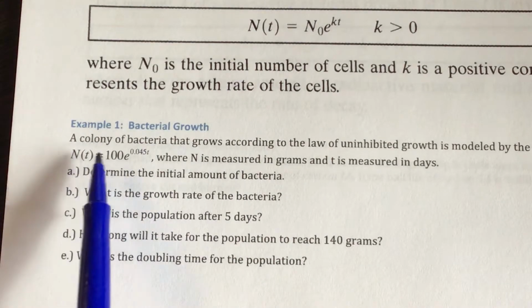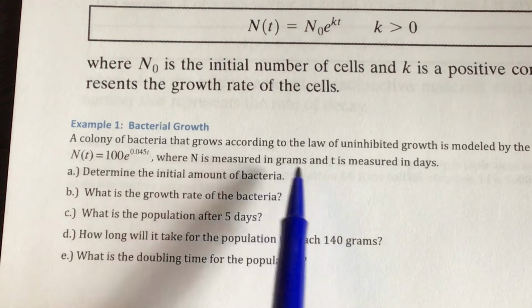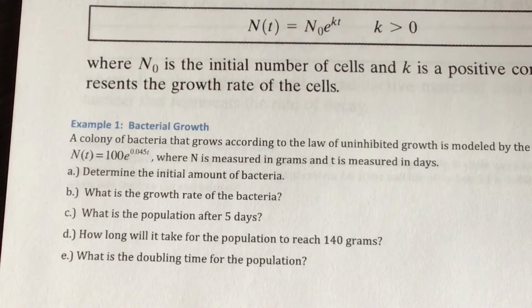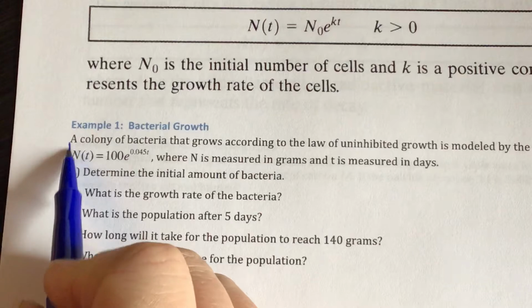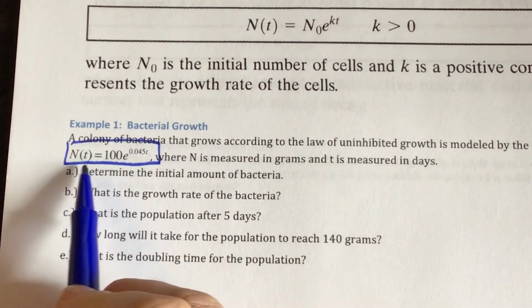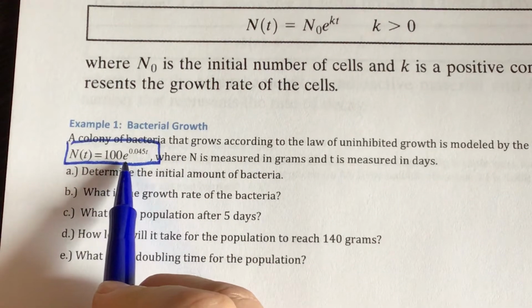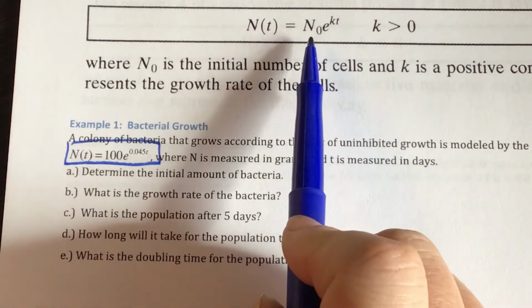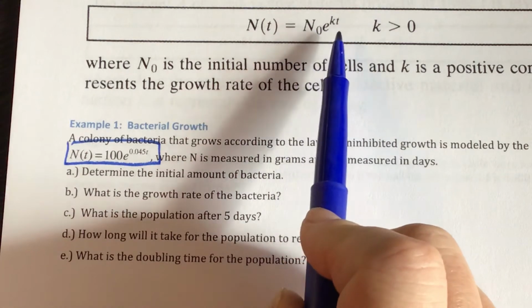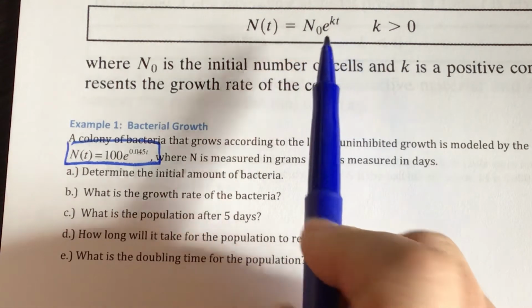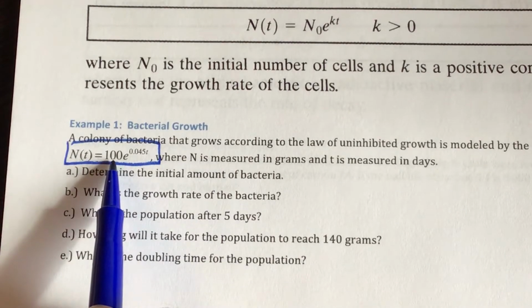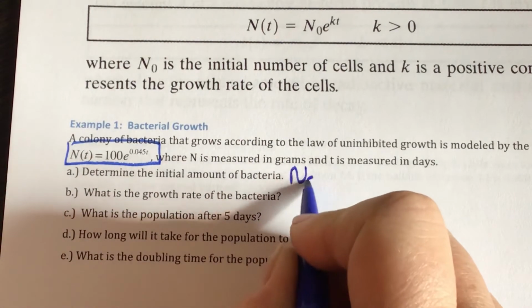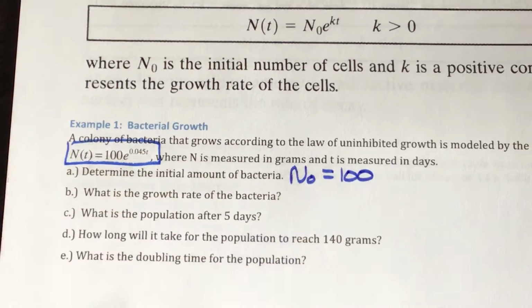In the example, it says a colony of bacteria that grows according to the law of uninhibited growth is modeled by a function N(t). The number over time equals 100 e to the 0.045t. Part A just asks us to determine the initial amount of bacteria. Well, the initial amount of bacteria is the number that's multiplied by the e term. So here it's the coefficient of e, and our initial amount is 100.